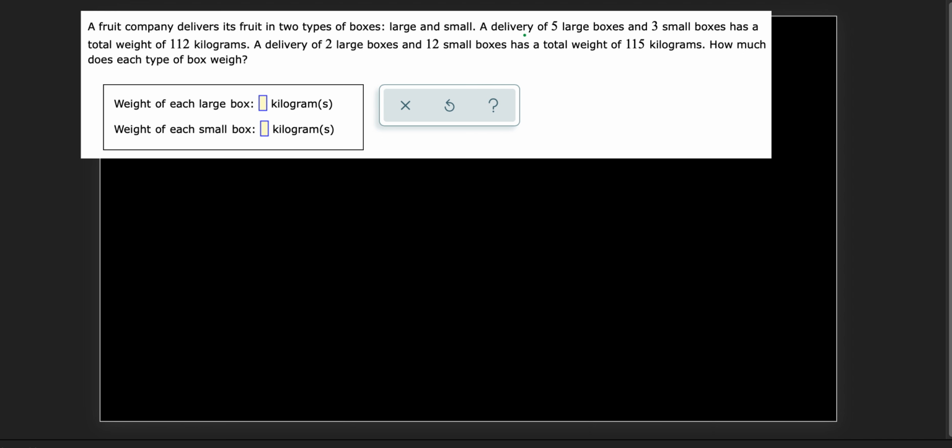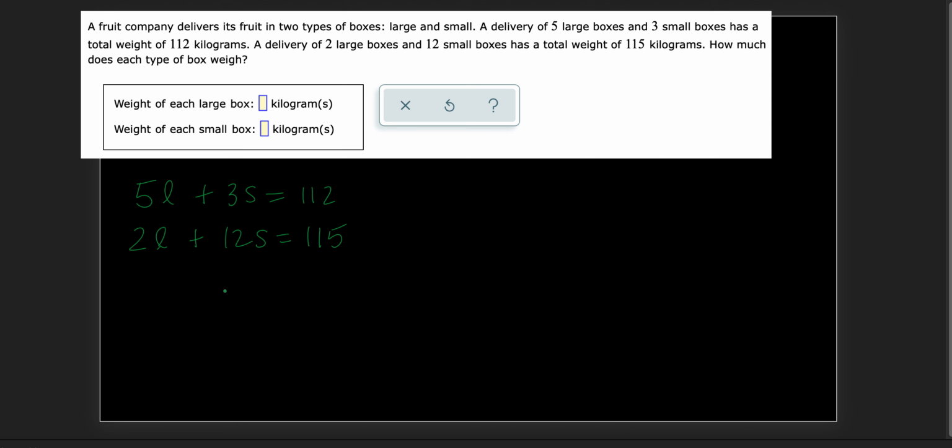So let's translate this first sentence into math. A delivery of 5 large boxes, so 5L plus 3 small boxes, 3S, has a total weight of 112 kilograms. And same kind of thing for the second sentence. A delivery of 2 large boxes plus 12 small boxes is a total weight of 115 kilograms. How much does each type weigh?